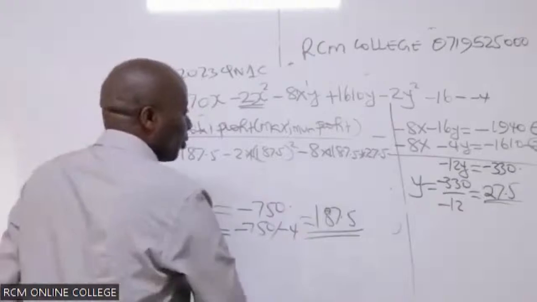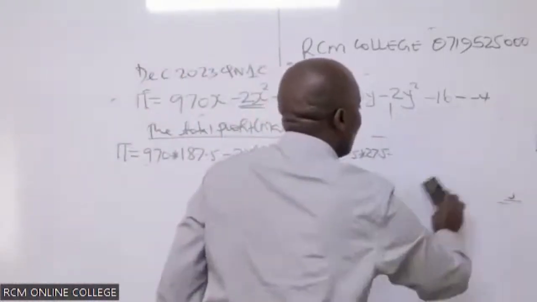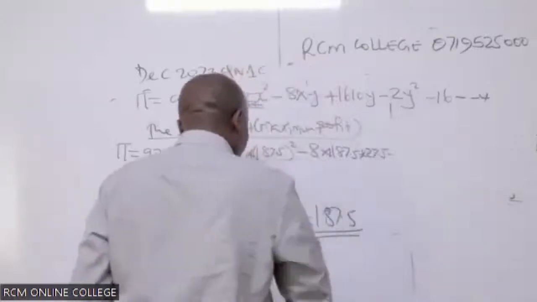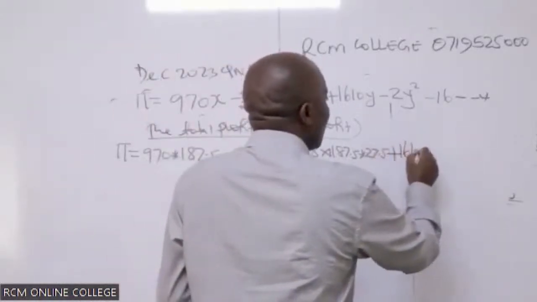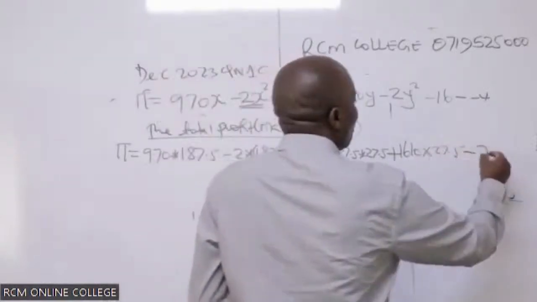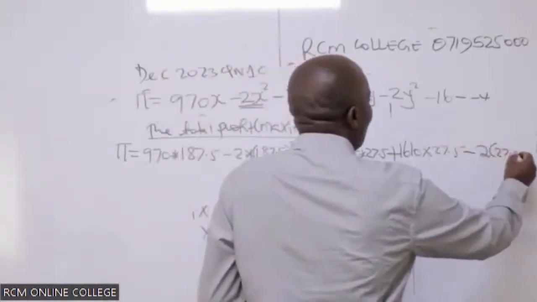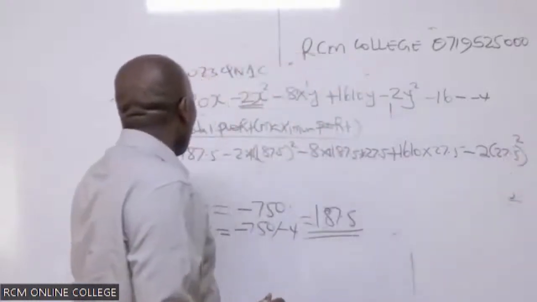All right. So we continue with the journey, ladies and gentlemen. Plus 1610y, so plus 1610 times 27.5, minus 2 times 27.5 squared. So you don't do these things one at a time.